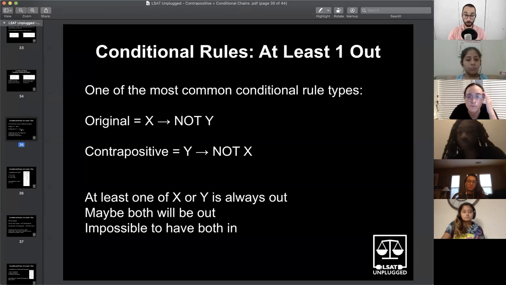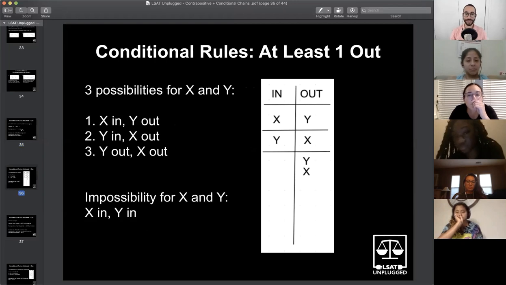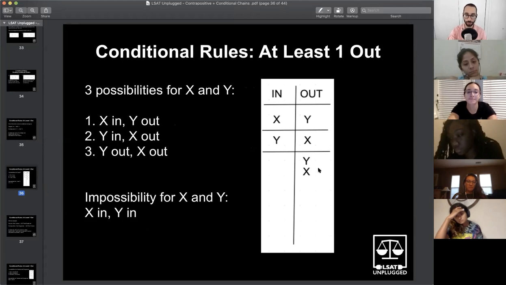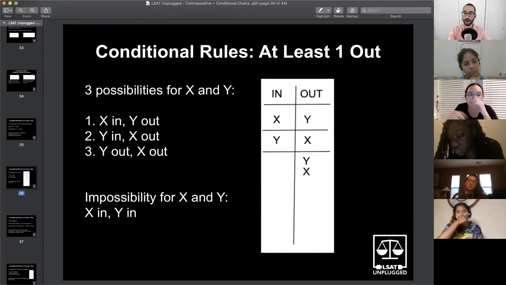I guess as human beings, we're prone to conflict because this is like the easier thing to get. People consistently get this one fine, but the other one is where they have trouble. But I'll start here. So here's how you might lay it out. 3 possibilities. We're using a T-chart. If X is in, Y is out. If Y is in, X is out. And maybe both are out. What I have not depicted is X and Y both being in, because that's impossible.